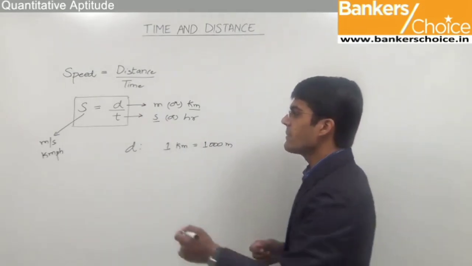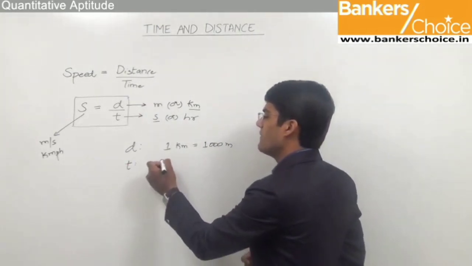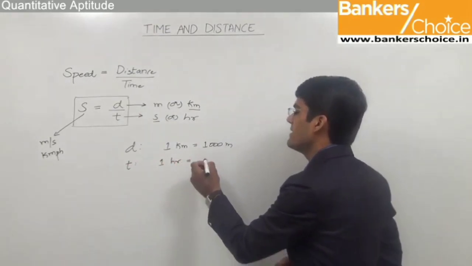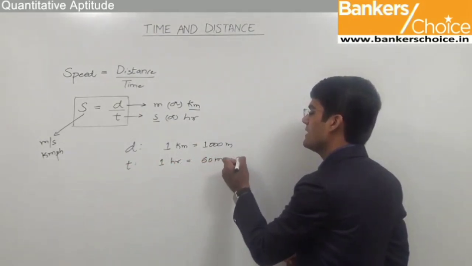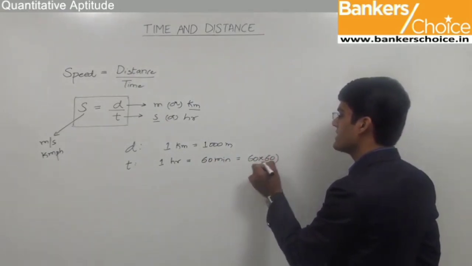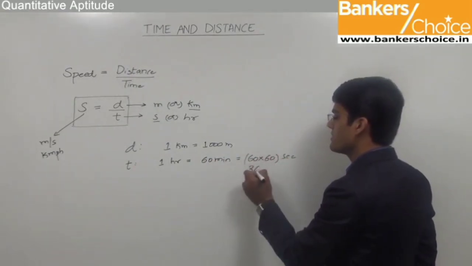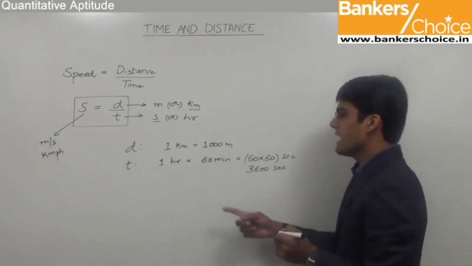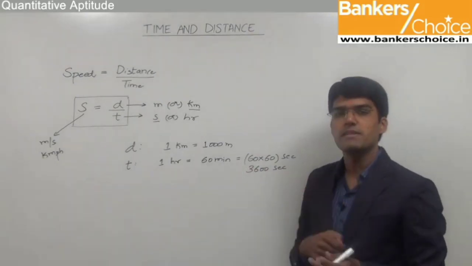Let us now look at time. Time in general, if we take it as 1 hour, it is nothing but 60 minutes. And each minute has 60 seconds. So the total number of seconds will be 60 into 60, that is nothing but 3600 seconds. So with the help of this equation, we can convert the various units of time.